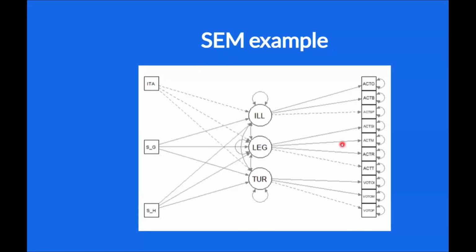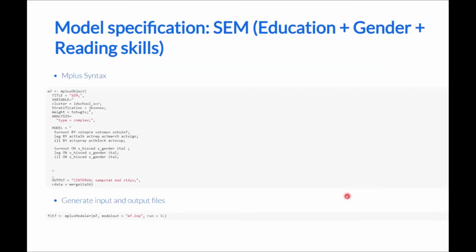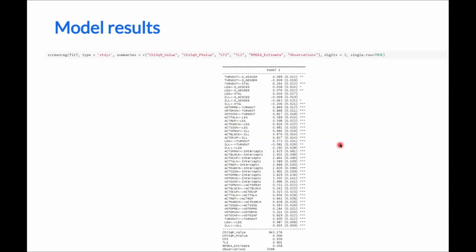And the second example is just an improvement of the same model. We will use the same model, and we will explain the three types of participation by reading skills, gender, and education of parents. We estimate the model the same way, just create an Mplus input file and generate the input and output files and estimations. And after that, we can extract the information.